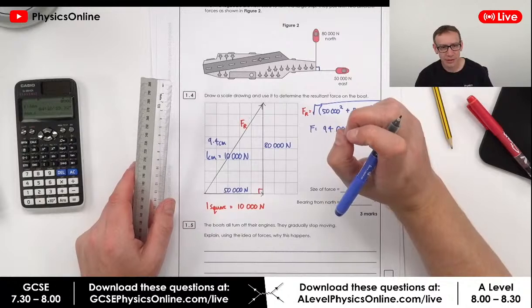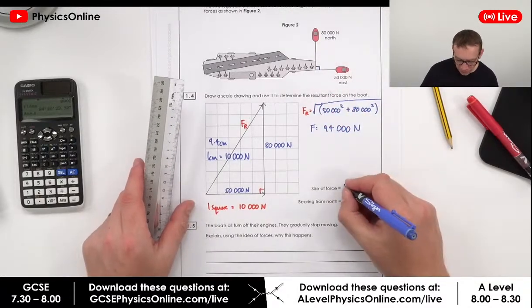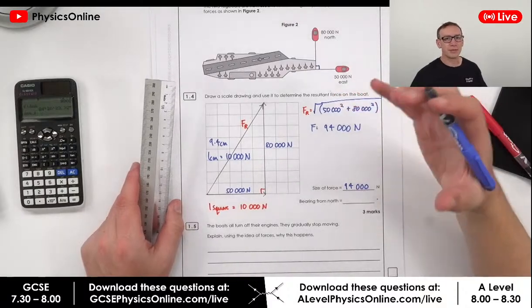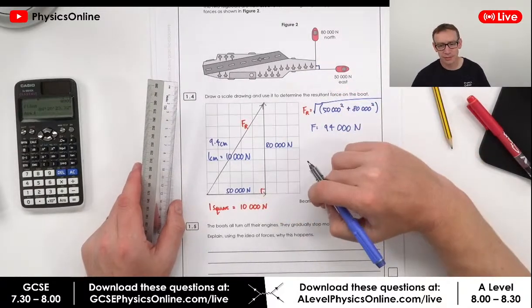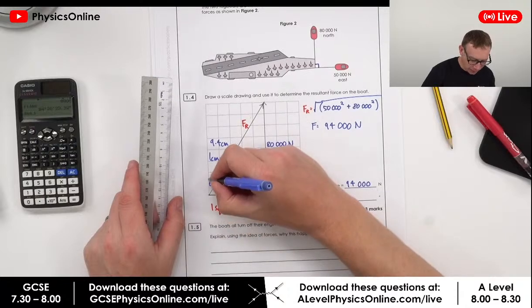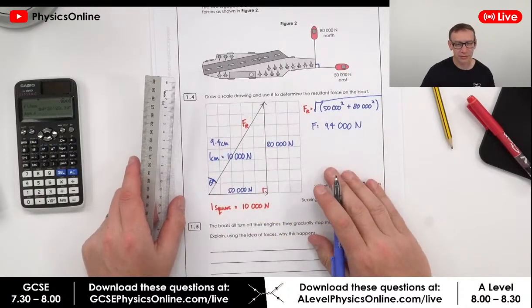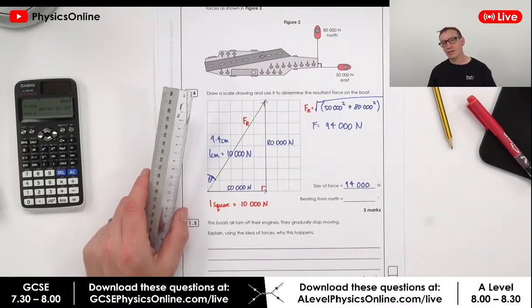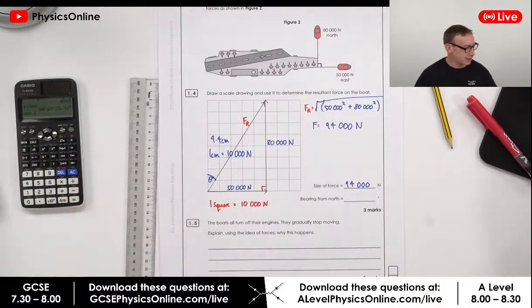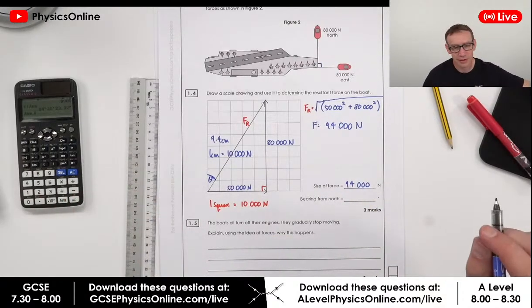Now the second thing we need to do, in addition to the size of the force, so this is the magnitude, because it's a vector there must be a direction, and we're going to look at the bearing from north. So we want to know this angle in here, which I've just put down as theta. So it tends to be like you've seen in GCSE maths. If we look at a bearing, it goes from north. And to work that out, you need to use your protractor.